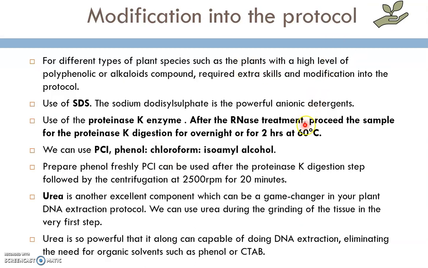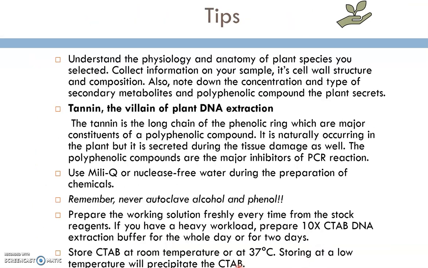So modification in the protocol again depends on the plant material which is being used. Either it contains a high amount of secondary metabolites or polyphenols, so we can add different compounds accordingly, like we can use SDS, which is an anionic detergent. We can use urea at the initial stage in place of CTAB.